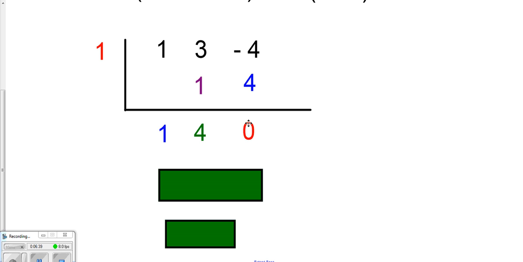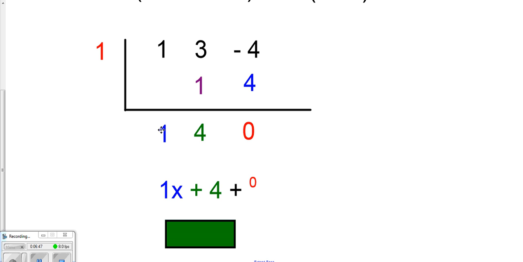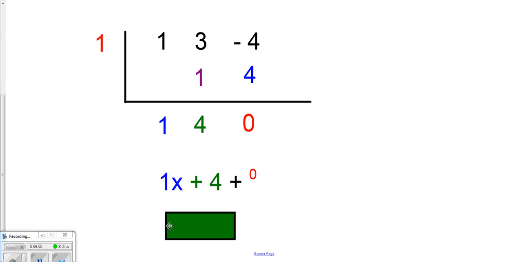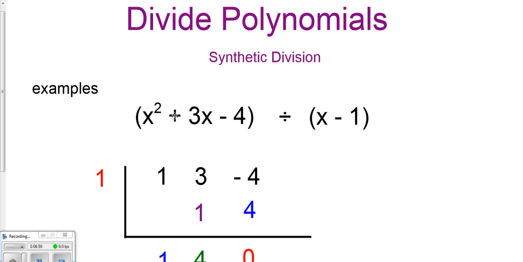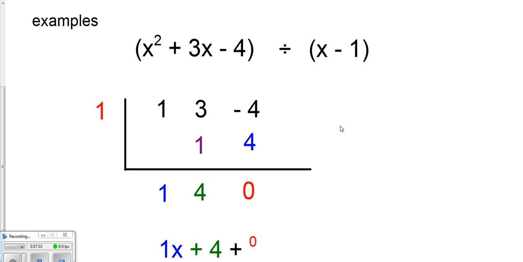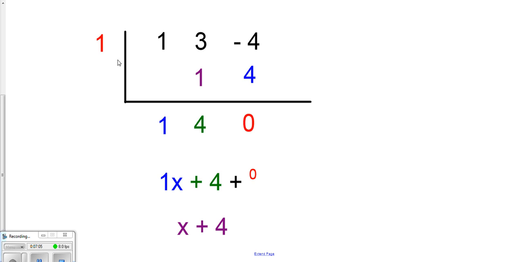My remainder is 0. My constant is 4. And for degree 1, the coefficient is 1. So again, it'll look something like this. 1 goes with x. 4 goes with x to the 0th power, or again, that's my constant, and 0 is my remainder. So we'd say that answer is just x plus 4. So x squared plus 3x minus 4 divided by x minus 1 equals x plus 4.